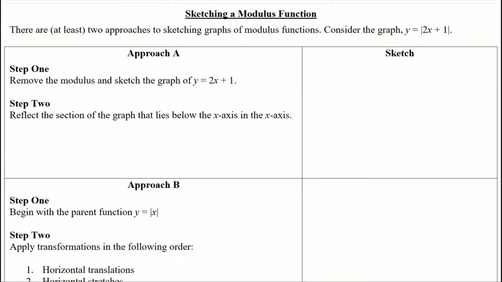Now, for sketching modulus functions, there's 2 approaches that I've isolated. And we have approach A, which we're going to look at first, and approach B. For this example, just to cover all bases here, we're going to look at the modulus of 2x plus 1. Okay, so it's a straight line graph, but the modulus function is applied to it. So how would we sketch this? Well, there's 2 steps behind this type of sketch. The first step is to remove the modulus sign. So imagine that the modulus sign isn't there, and you just have to sketch the graph of 2x plus 1. So that's what we're going to do first.